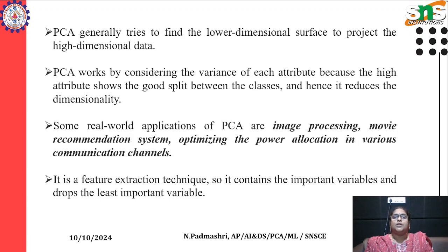So PCA generally tries to find the lower dimensional surface onto which to project the higher dimensional data space. It works by considering the variance of each attribute. A high-variance attribute shows a good split between the classes, and hence it reduces the dimensionality. The main thing is to reduce the features, right? The variance of each attribute has to be considered and analyzed, and then it has to reduce the dimensionality.